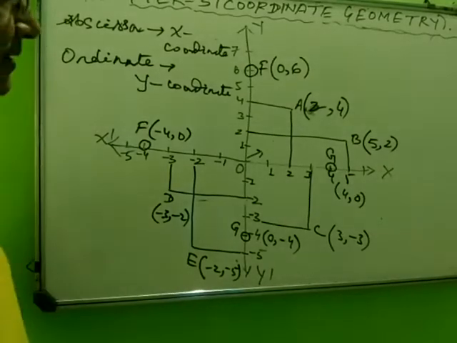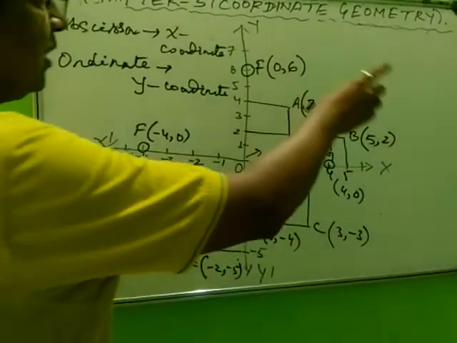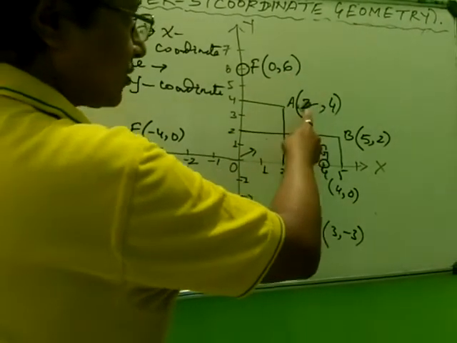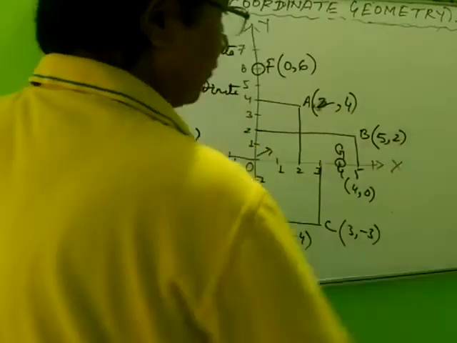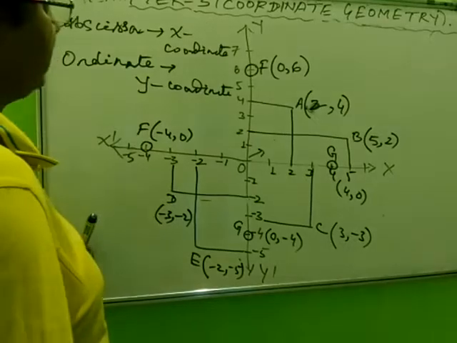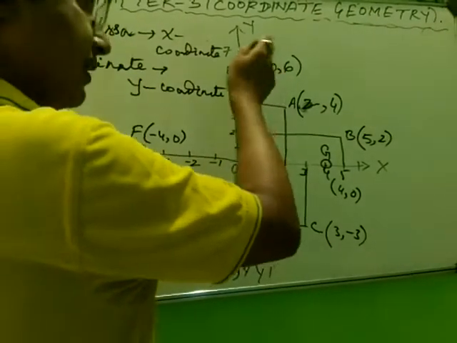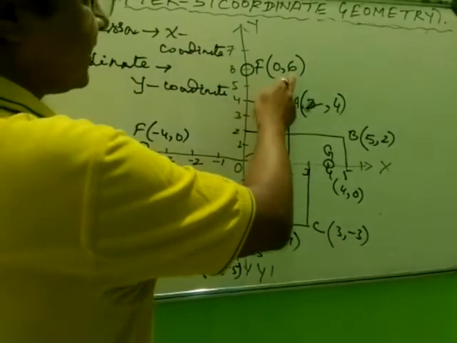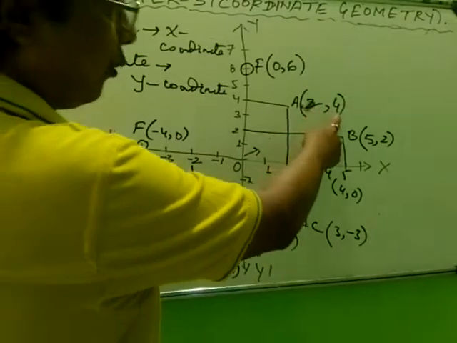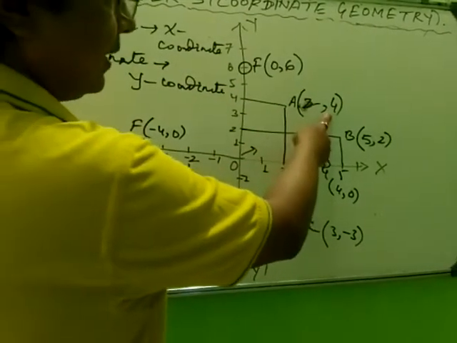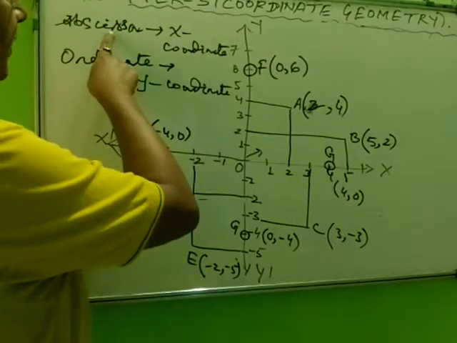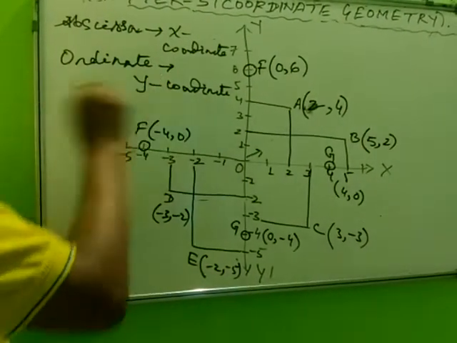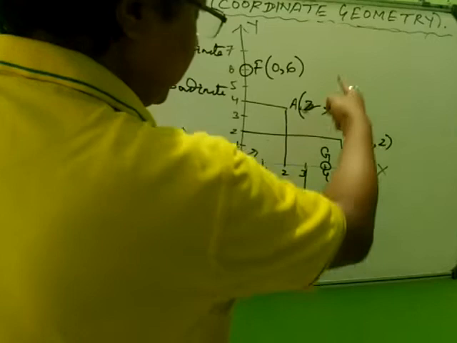So now let us discuss. Normally you say x coordinate, y coordinate. In this way you say. Now you can say it this way also: the abscissa is 0 and the ordinate is 6. Abscissa is 2, ordinate is 4. Abscissa is 5, that means the x coordinate, then ordinate means the y coordinate, so the ordinate is 2. In this way you will write.